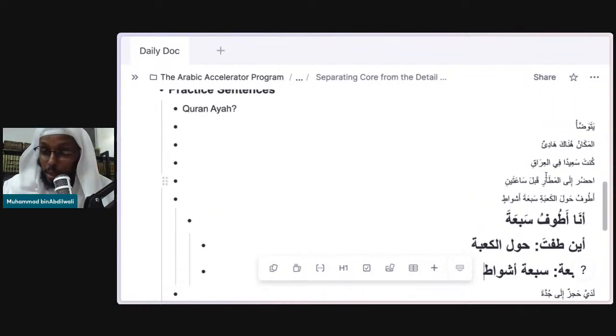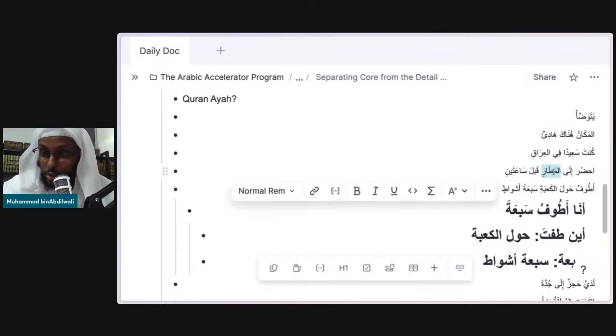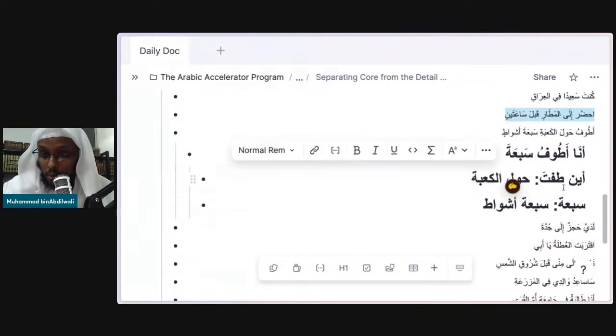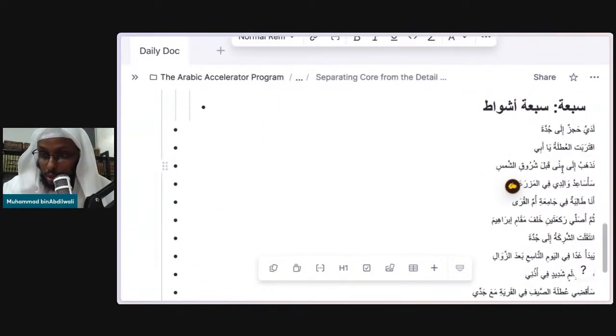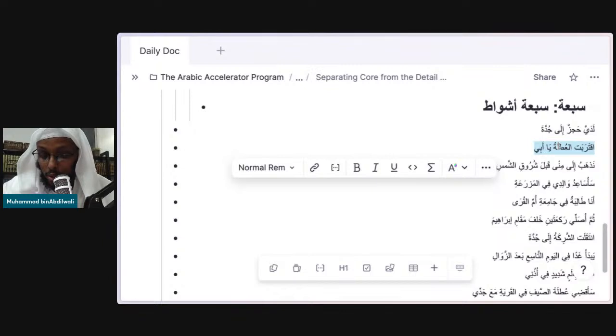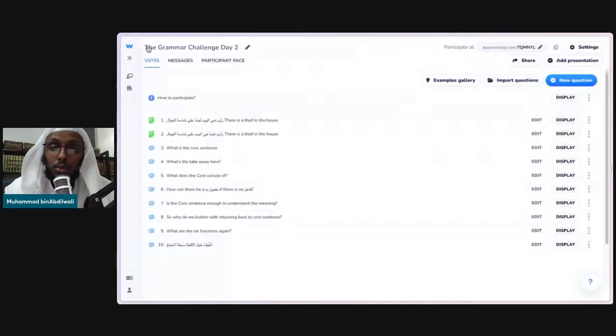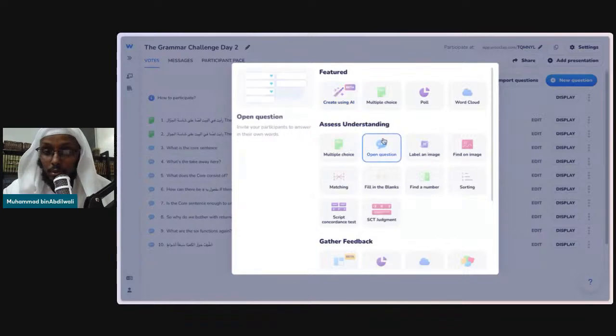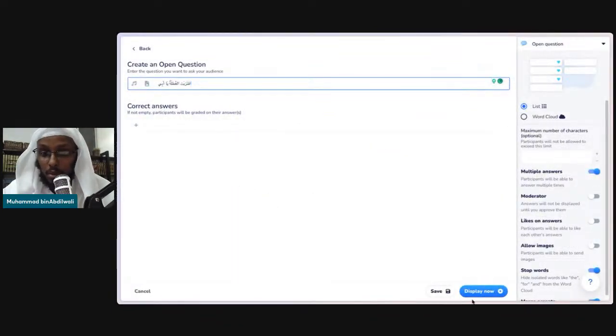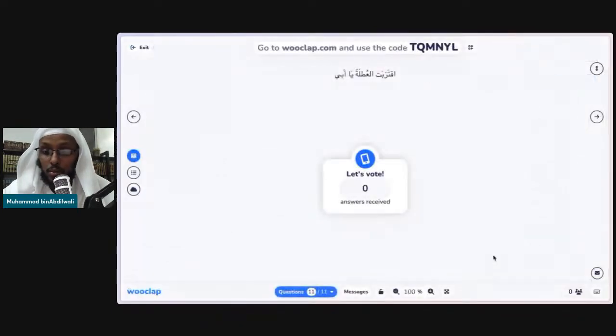Let's try another one that maybe is easier. طيب, let's try this one. Now let's try an easier one. Let me make it easy for you guys. طيب, okay, this one: قربت العطلة يا أبي. What's the core sentence here? اقتربت العطلة يا أبي.